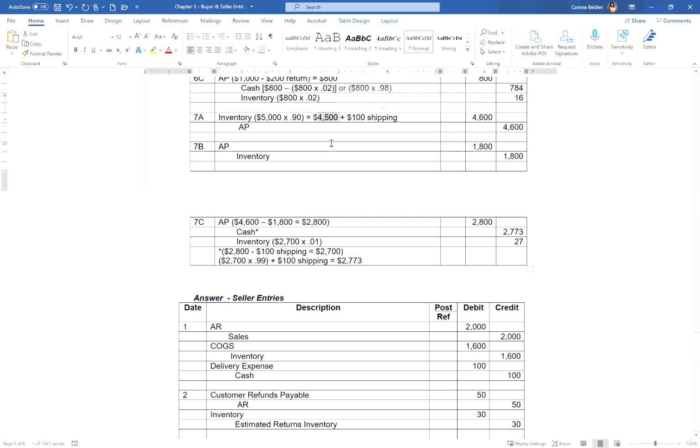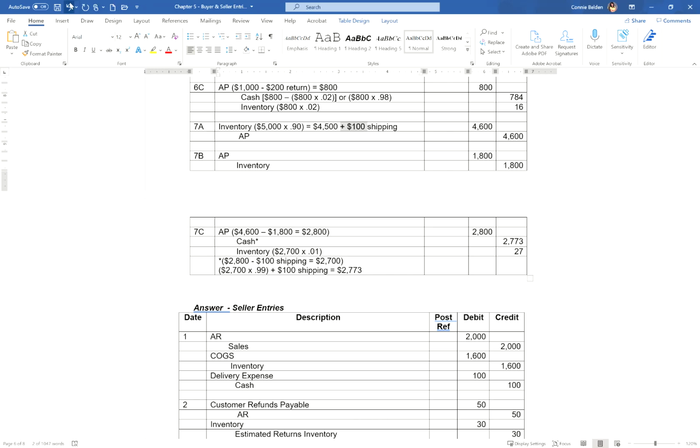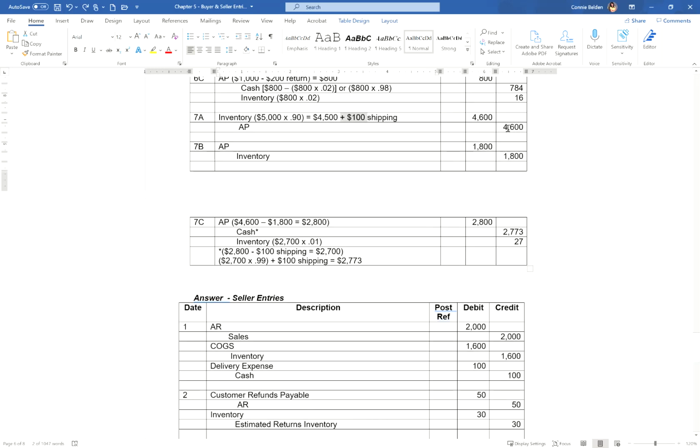This was free on board shipping point and added to our invoice. There's no trade discount on the shipping, so I'll just add the 100 in. So I'm going to debit inventory for 4,600, and I'm going to credit accounts payable for 4,600. Again, the 1% additional purchase discount I will take at the time I pay it, as long as I pay it within the 10 days that it specifies.